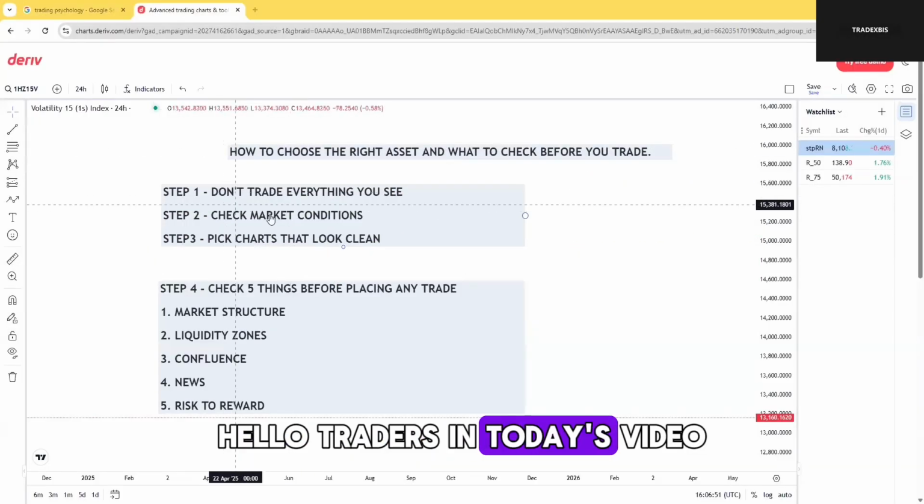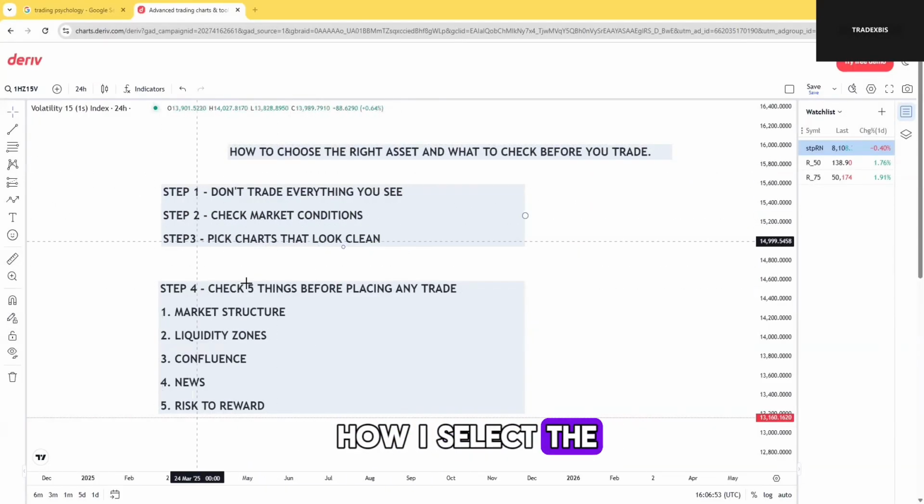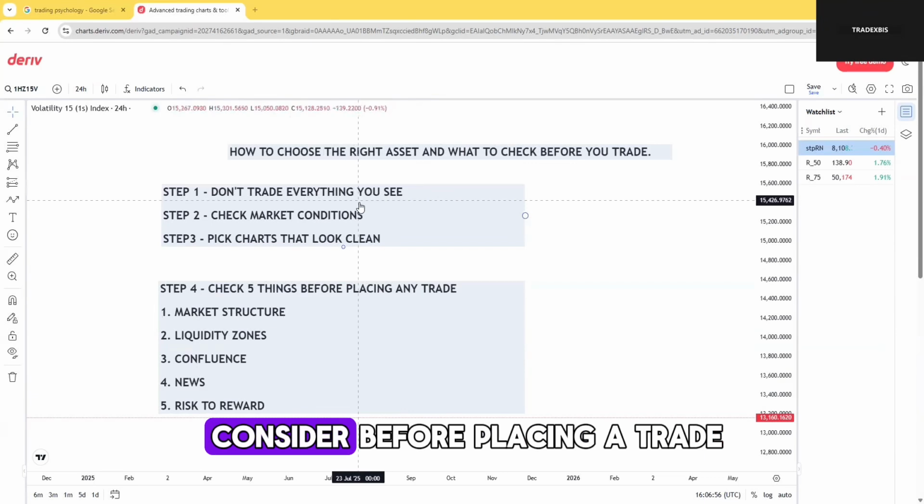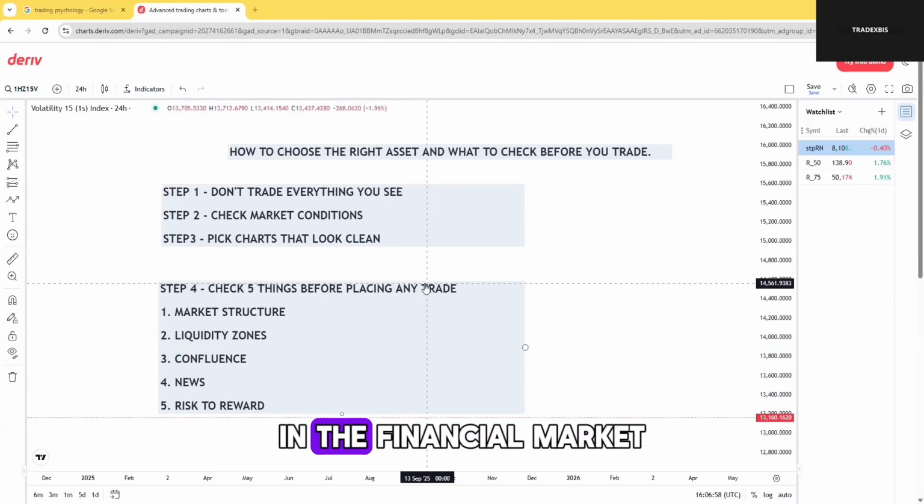Hello traders, in today's video, I'll be showing you how I select the right asset to trade and those factors I consider before placing a trade in the financial market.